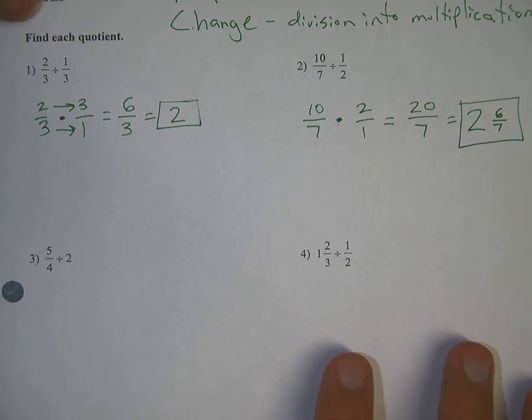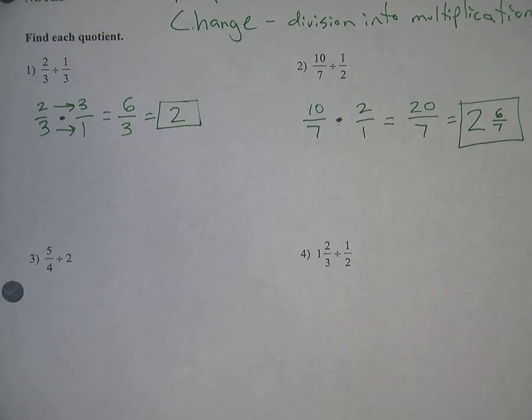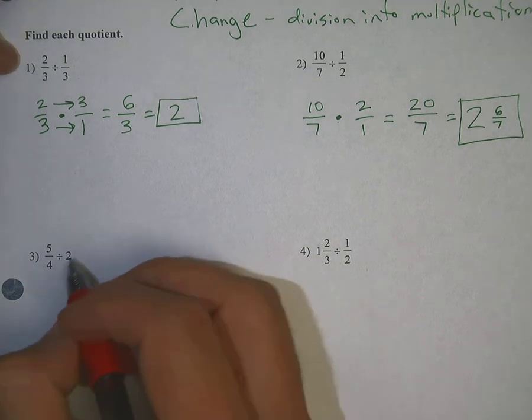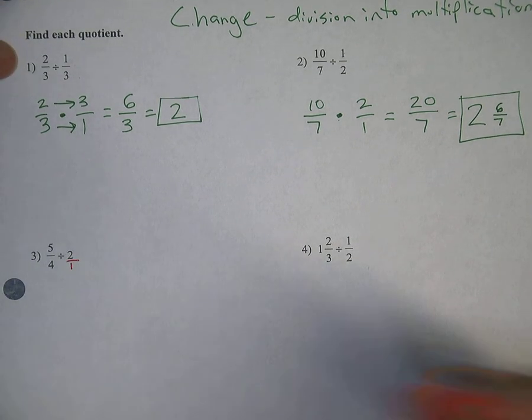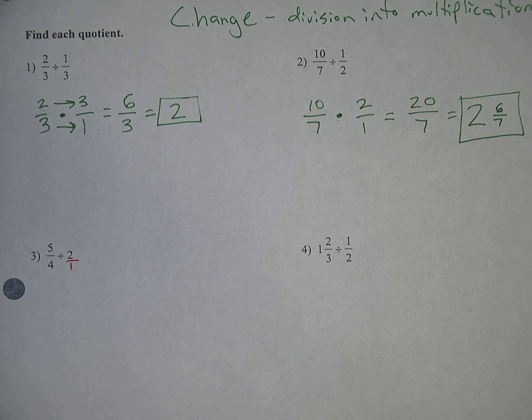All right, number 3. So we come to a division problem that does not have 2 fractions. It's got 1 fraction and then a whole number. So how do we handle that? So just like we've been doing in class with all our other operations, we can quickly change a whole number into a fraction just by putting it over 1. Now it looks just like numbers 1 and 2.